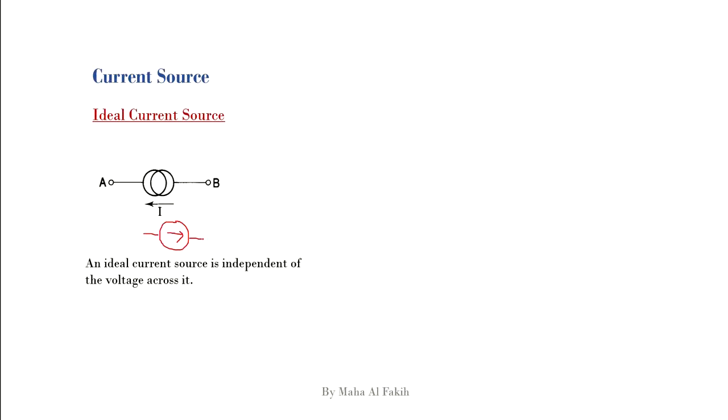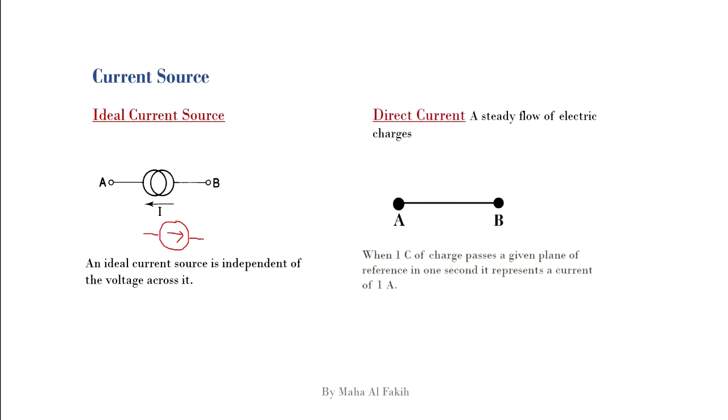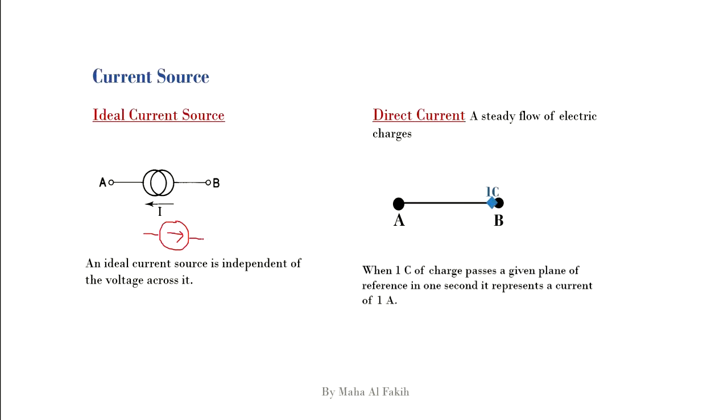A steady flow of electric charges is called the direct current. When 1 coulomb of charge passes a given plane of reference in 1 second, it represents a current of 1 ampere. As a summary, I, which is the current, is the rate of change of charge and can be written as I equals dq over dt, which is the change of charge with respect to time.